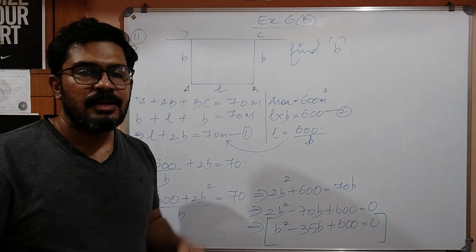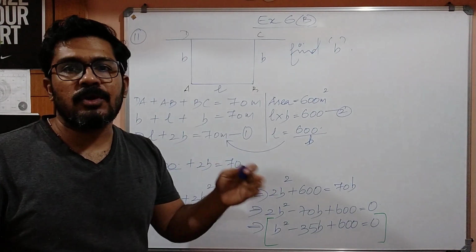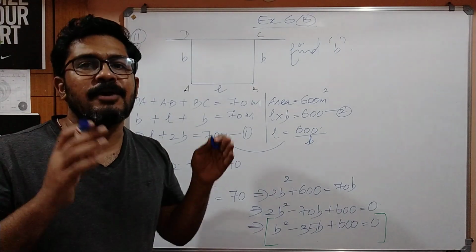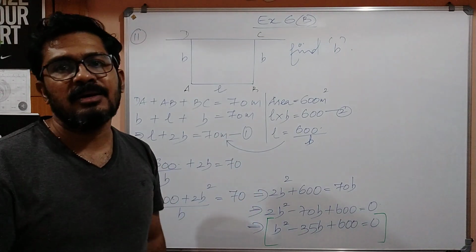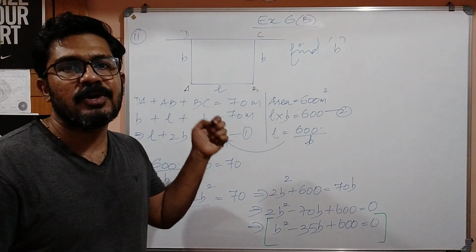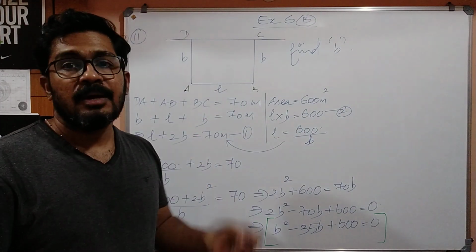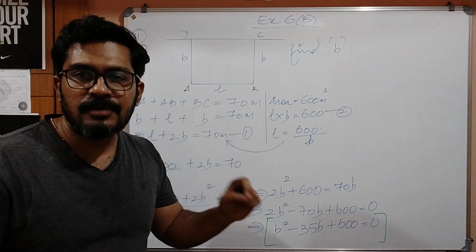Okay, children, eventually you have to find what is the length of the shorter side, isn't it? That means, in short, you have to find the breadth of the rectangular shed, or else you have to find the value of small letter b. Okay, now let us see what are the parameters given to us.